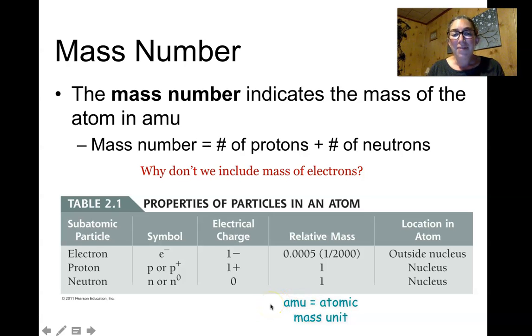And by definition, protons and neutrons each weigh 1 atomic mass unit, and electrons weigh like 1/2000th of that. So electrons are so small that their mass is really negligible, and so we don't really count the mass of electrons in the mass of an atom. The mass of an atom is basically just determined by the number of protons and neutrons. So the mass number is the mass of an atom, and it's just the number of protons plus the number of neutrons. All right?